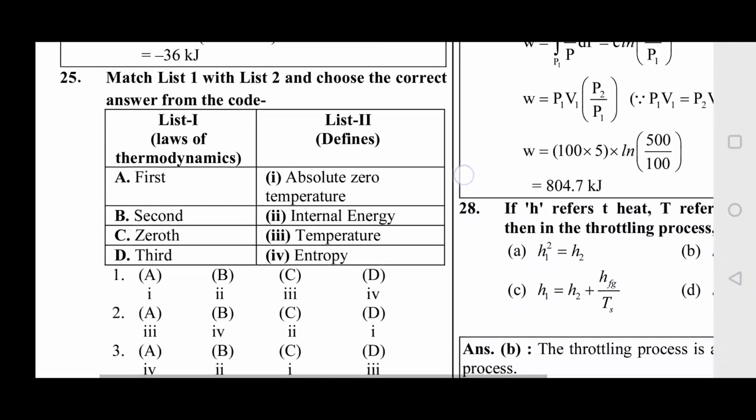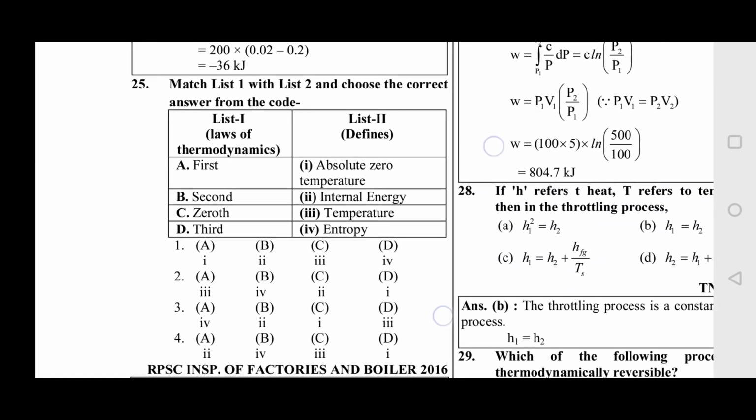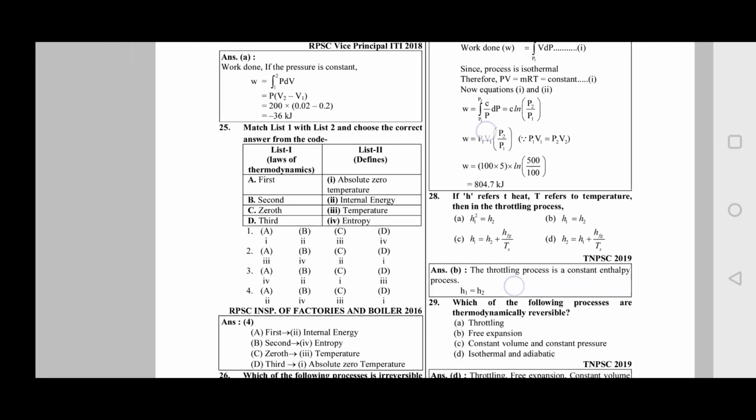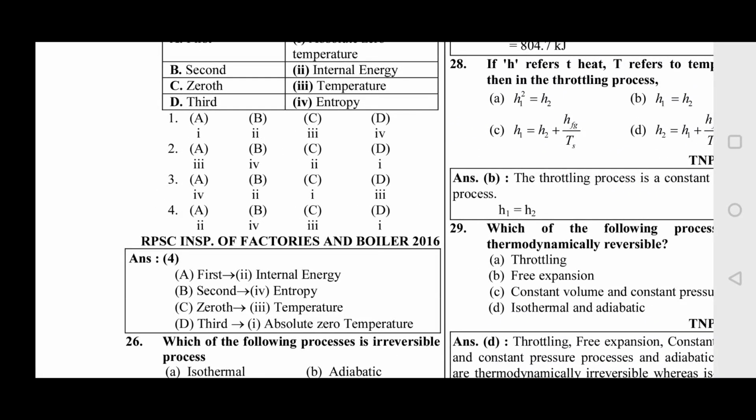Okay, next, let's match list 1 to list 2. List 1: first law, second law, zeroth law and third law. The other list: absolute zero temperature, internal energy, temperature, entropy. So these are the left and right sides. Let's connect these two. So the answer is: first law is internal energy, second law is entropy, zeroth law means temperature, and third law is absolute zero temperature. So this is the matching.